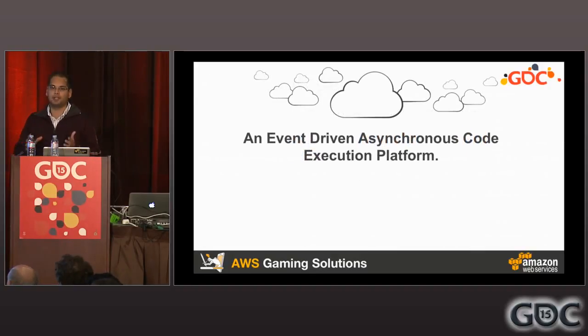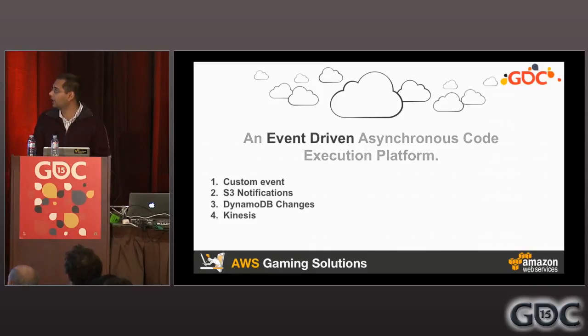To define Lambda, I want to break this definition down. Lambda is essentially an event-driven asynchronous code execution platform. If you break this down, you'll get a full understanding of what Lambda actually is. What I mean by event-driven is that Lambda executes code on an event. This event could be sourced from an AWS service, or it could be sourced by you. You can manually execute a Lambda function.